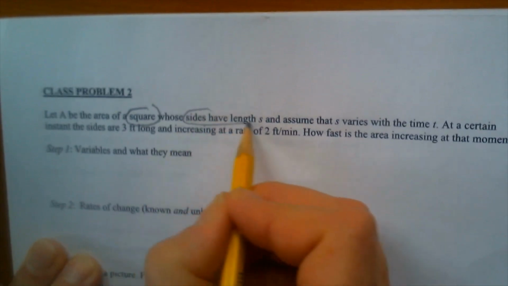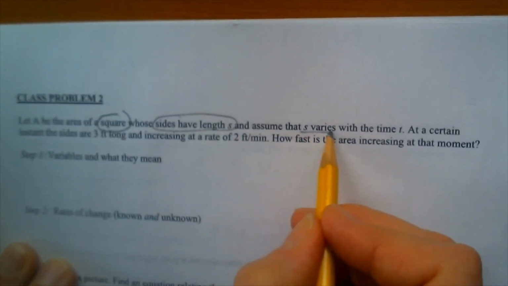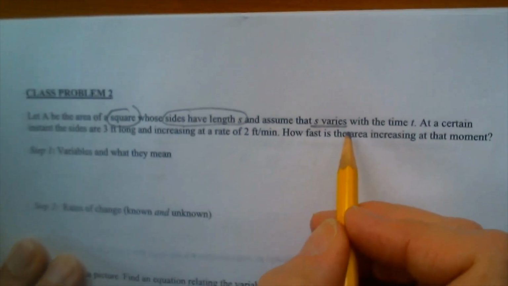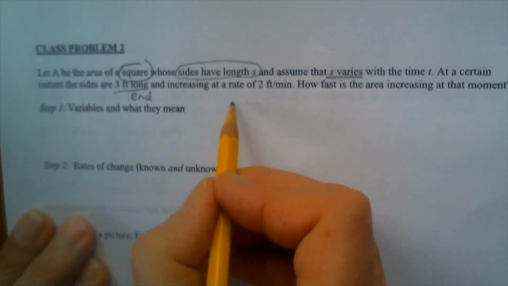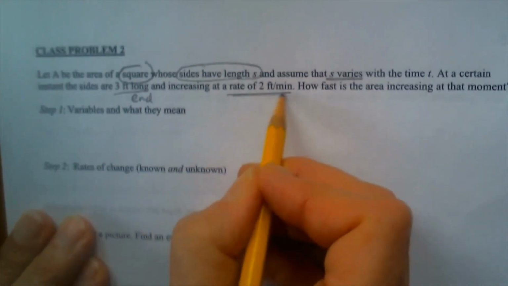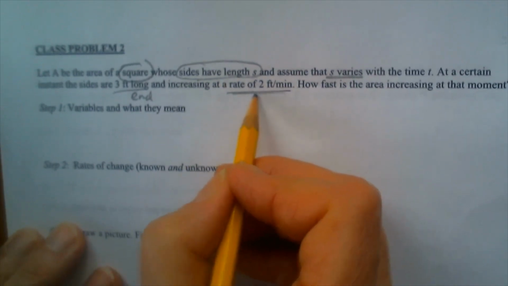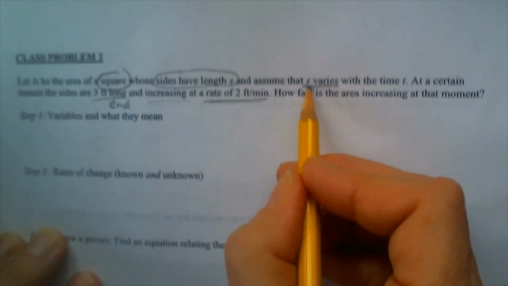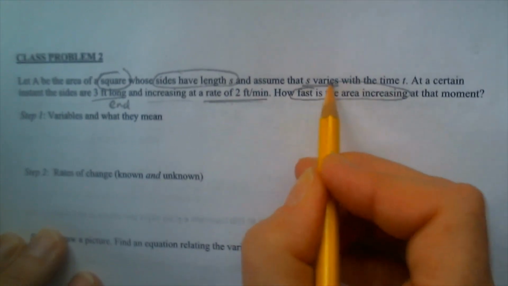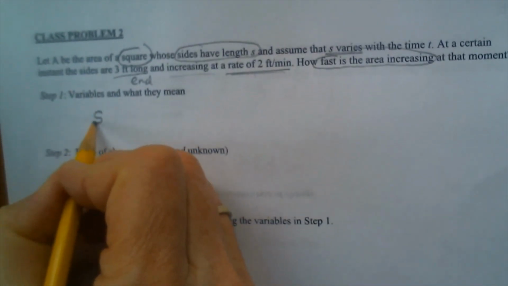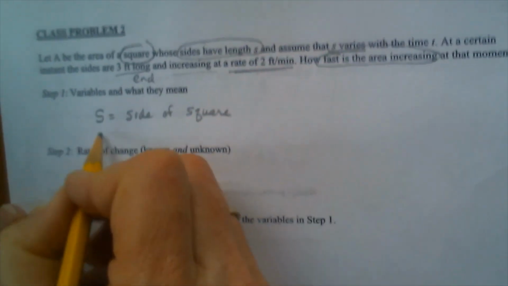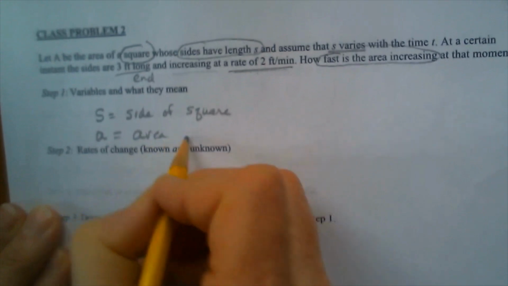So the geometric shape here is a square, and the sides have length of s, and s varies with time, so we're going to have a ds/dt. And at a certain instance, the sides are 3 feet long, that's what we put at the end, and the rate of change, that's our ds/dt, they're increasing at 2 feet per minute. So what they're asking for is how fast is the area increasing, so they're asking for a dA/dt here. So the variables, we have an s for the side of the square, and we have an A for the area of the square.